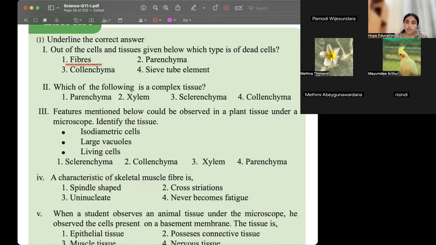The first question's answer is fibers, right? Fibers, yes. Okay. So I got many answers. So we will discuss and see.